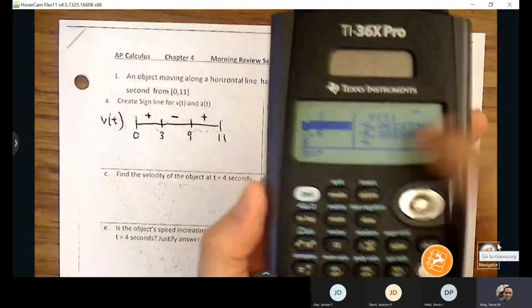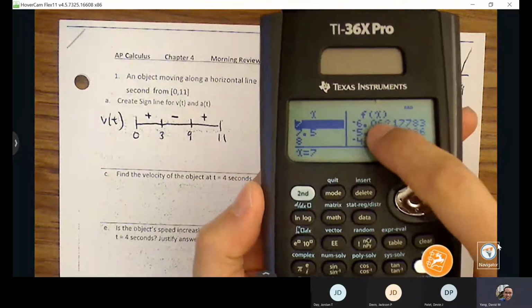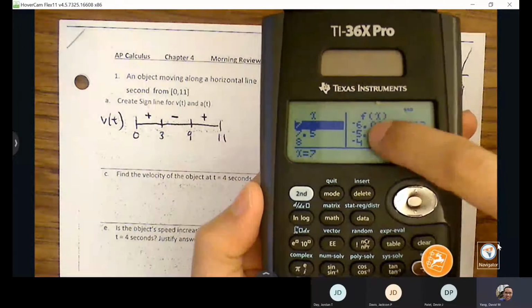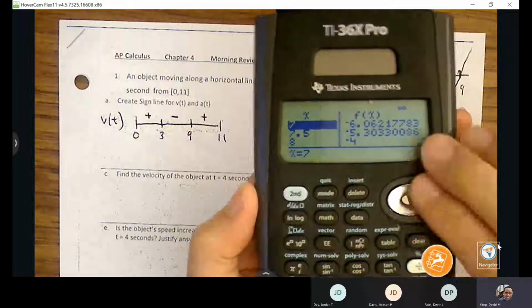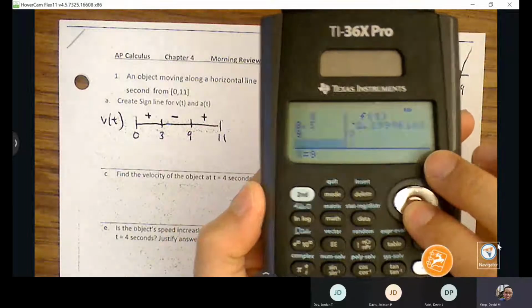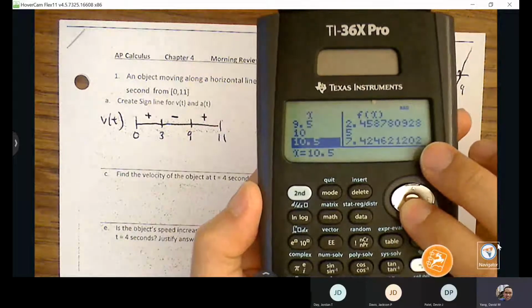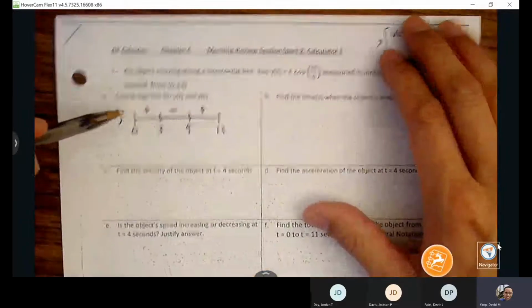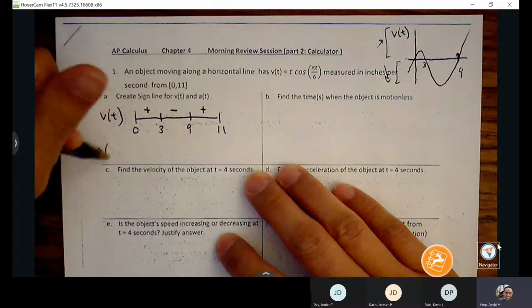And then along the way, you can look at the y values. Between 3 and 9, you see negative y values, so those are negative velocities. But to the right of 9, we're going to be experiencing positive velocity. Okay.